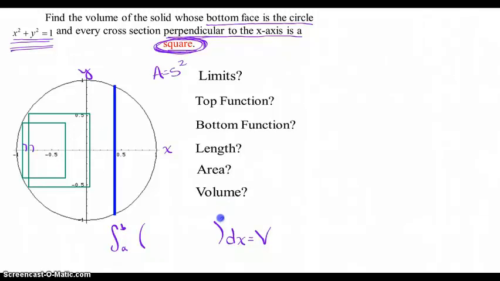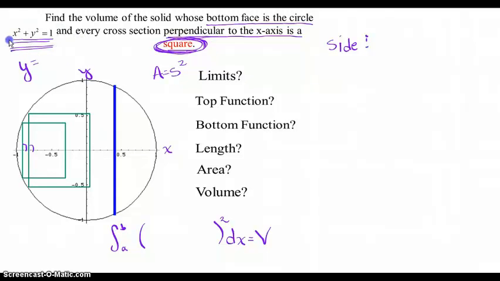So I'm going to square that. Now I need to find a way to represent the side of that square using the information that they gave me. Okay, and this is where it's a little bit different than the first one. The first one was, here's your function, it's y equals blah, blah, blah.